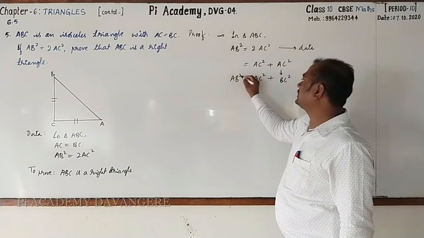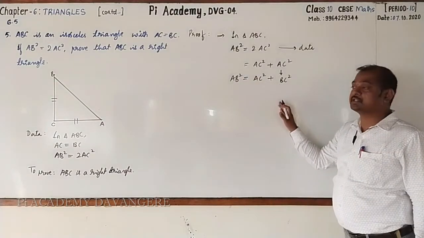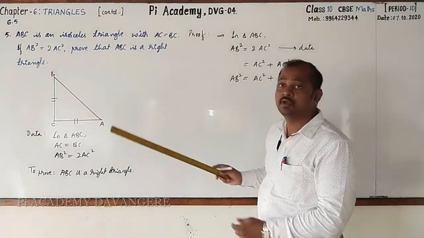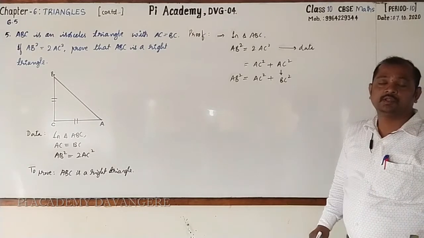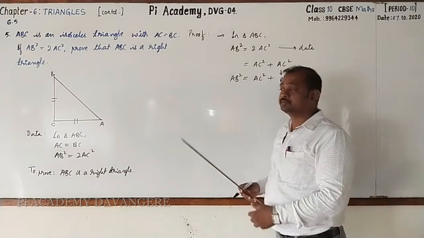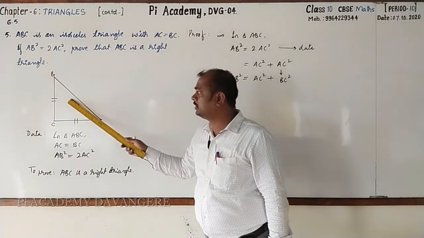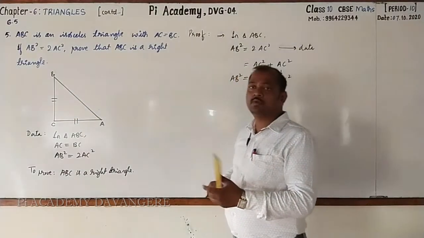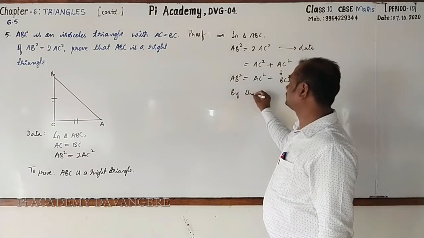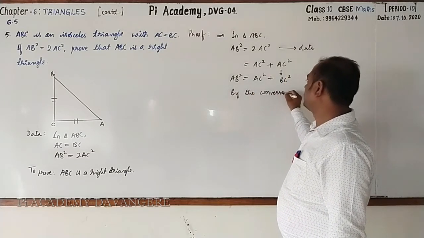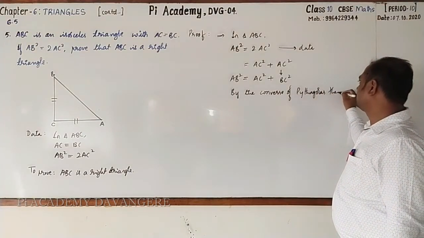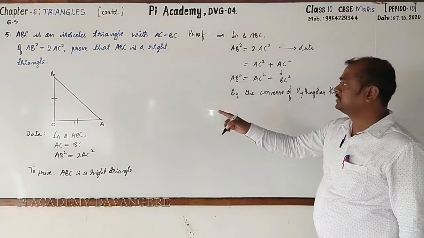So now AB square equal to AC square plus BC square. That means the square of one side is equal to the sum of squares of the other two sides. Then according to the converse of Pythagoras theorem, we can say that the angle opposite to the first side is equal to 90 degree. Understood? Here I will write by the converse of Pythagoras theorem.